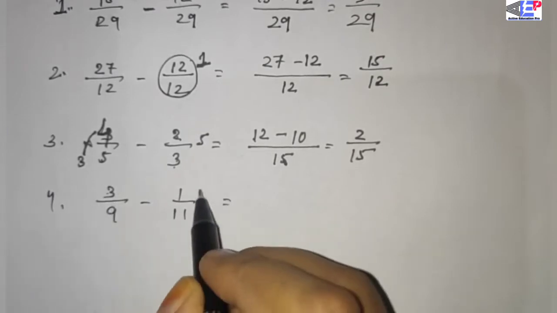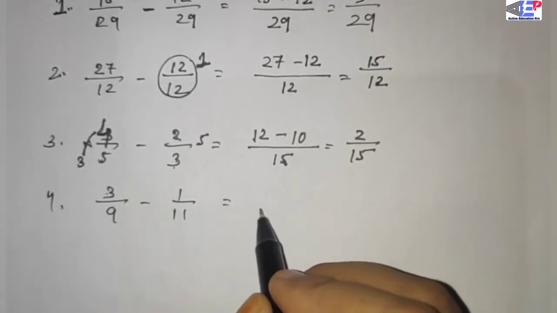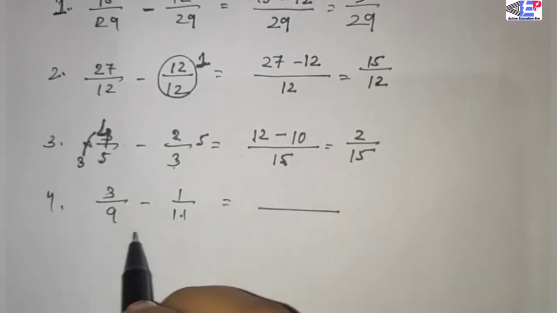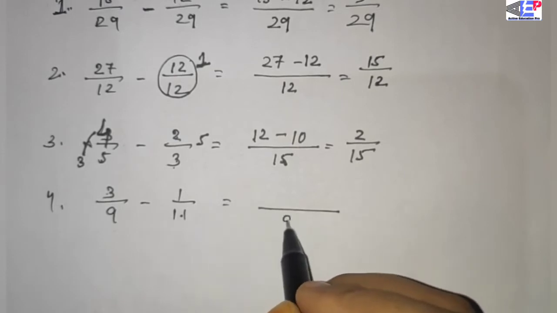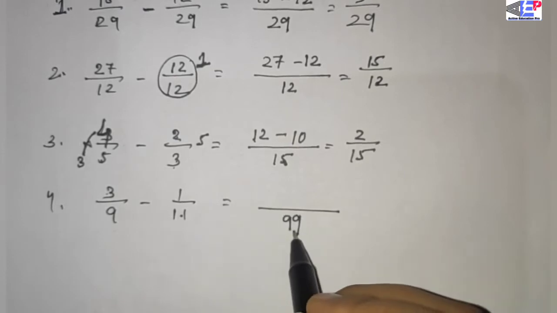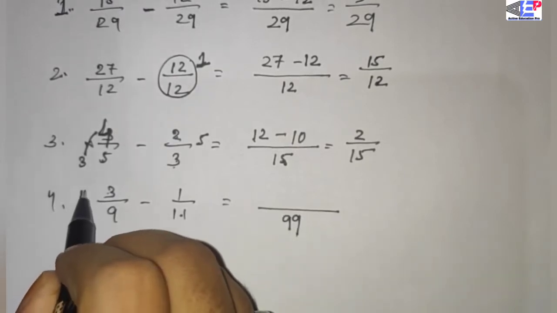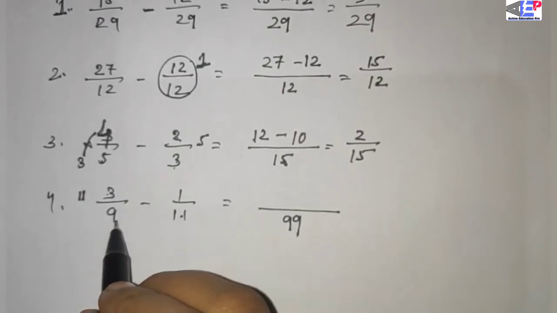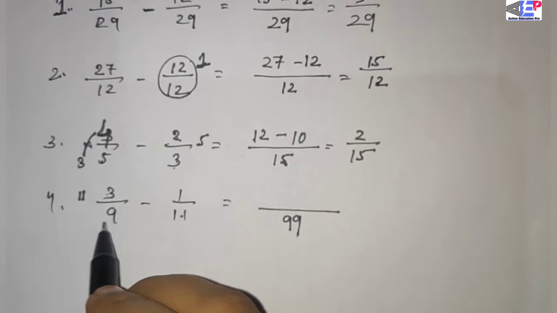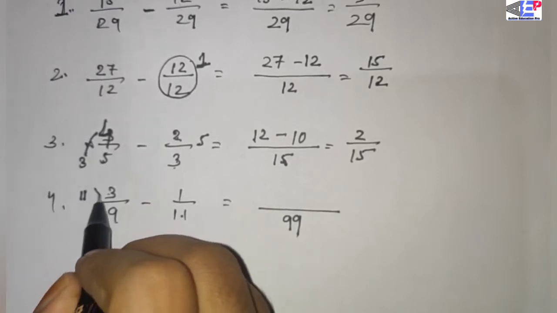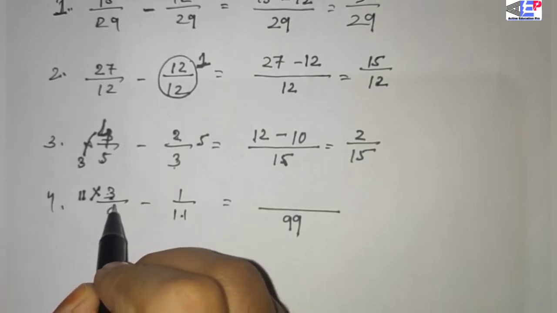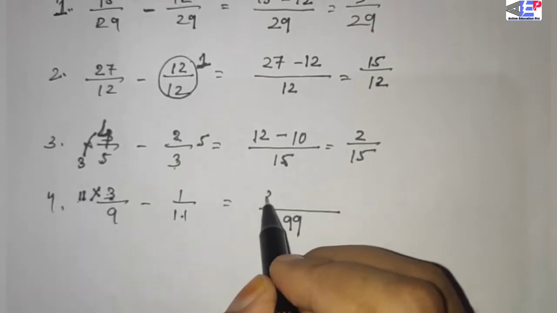Okay, 3 by 9 minus 1 by 11. Here 11 and 9 are unlike fractions, so their LCM is 99. 99 divided by 9, the answer is 11. When you divide the LCM by the denominator 9, you get the quotient 11, and you should multiply this quotient with this numerator. The individual numerator, 11 into 3, is 33.